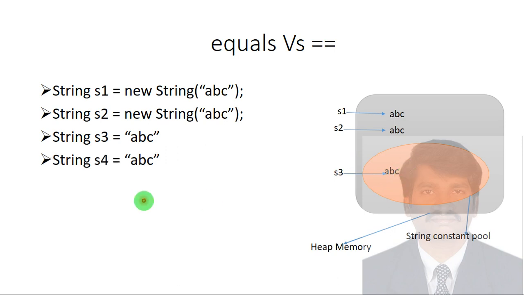And when I say string s4 is equal to abc, again it will go and check whether the object is present with this content or not. Since it is present, it will not create the new object. Even s4 will point to the same object.